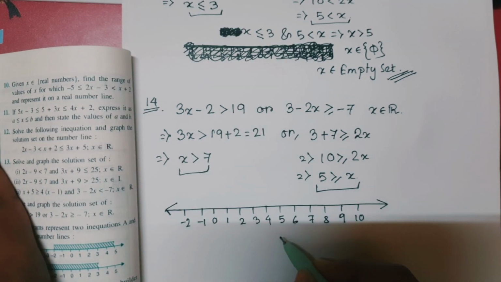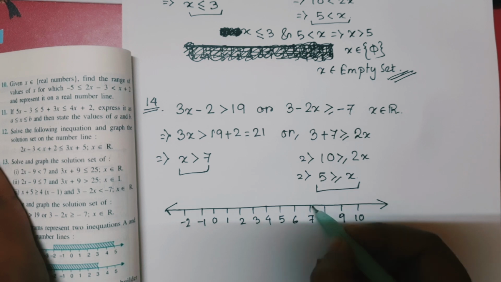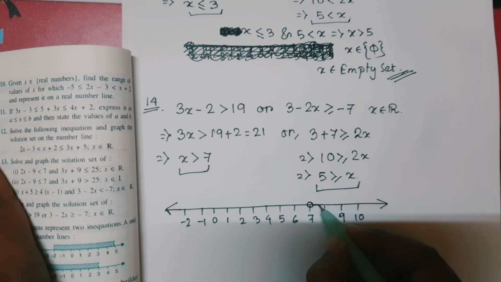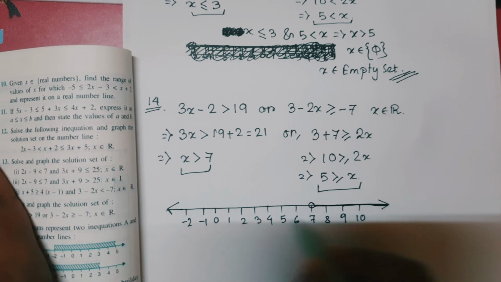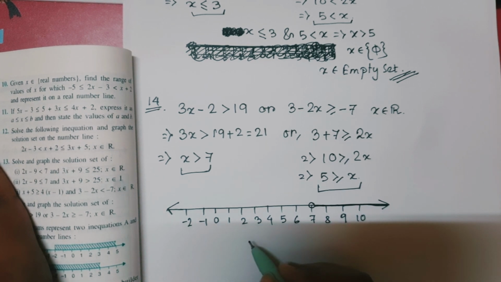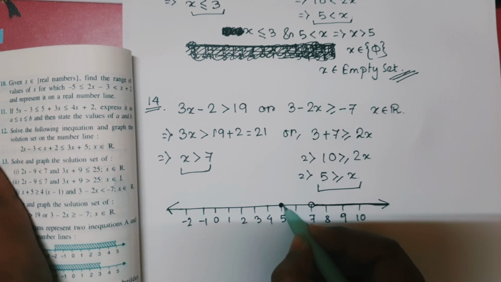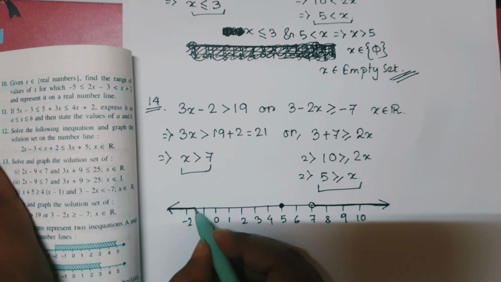See x is greater than 7, so this region, and x is less than or equal to 5, so this region.